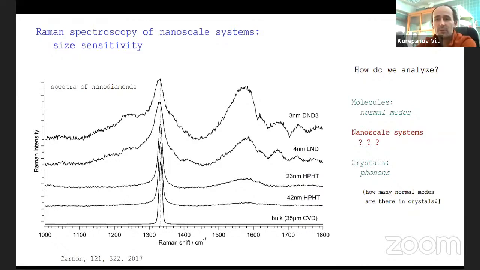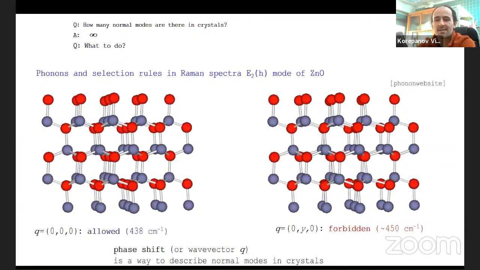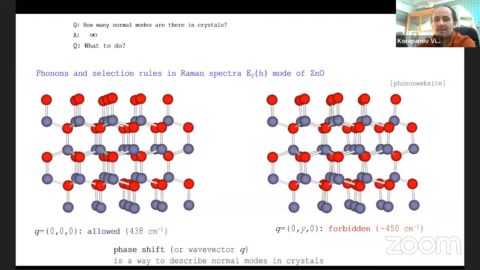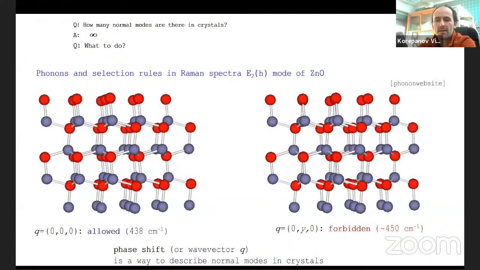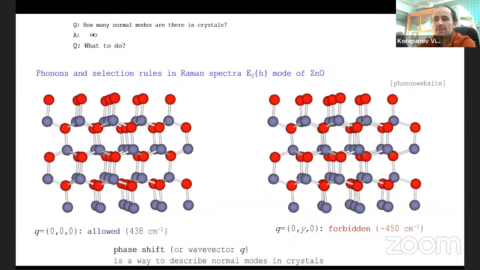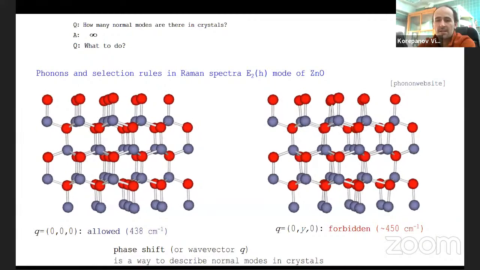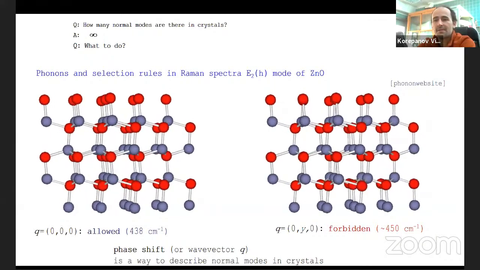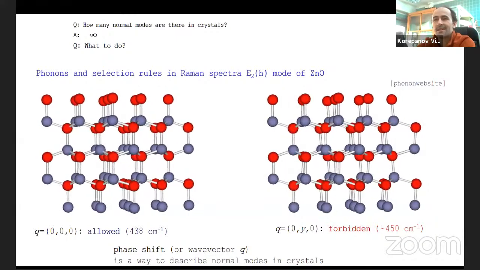Before I start this, I would like to remind you that crystals have an ideally infinite number of atoms, and actually the number of phonon modes in crystals is infinite. It is something very different from what we have in molecules. In molecules, we have 3 multiplied by the number of atoms minus 6 normal modes. So a very small number of normal modes, very small number of vibrations, and each of these vibrations can be easily analyzed. In crystals, it is something very, very different. The number of normal modes is infinite. And how can we analyze them?